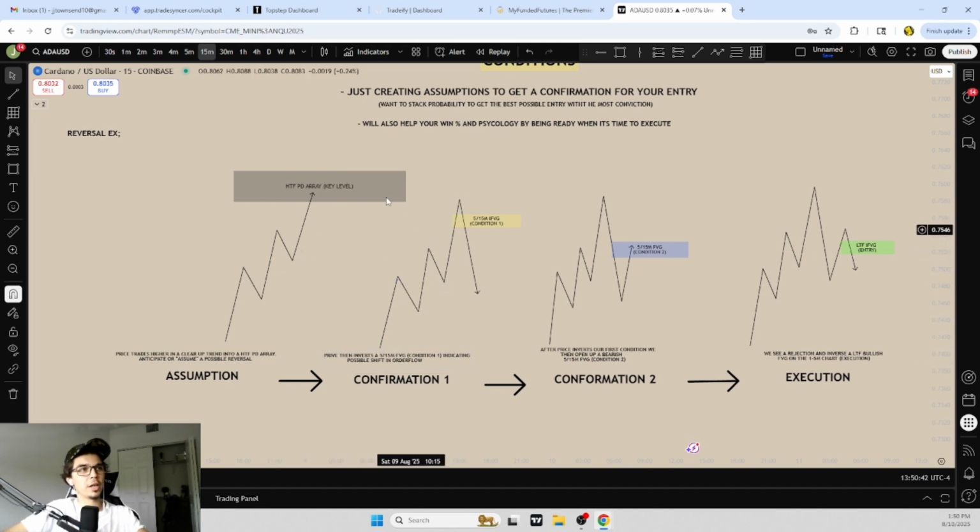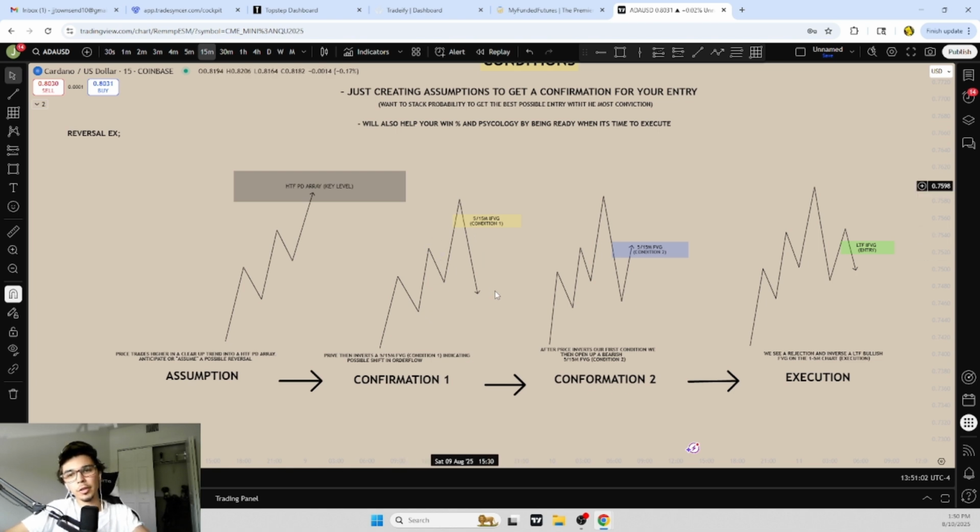Well, say we tap into the high time frame PD array. What do we do after? Well, we do end up rejecting it. And when we rejected it, what do we do? Well, we inverted this 5/15 minute fair value gap. That was a bullish gap. So that is going to be our condition 1, right? Our condition was that 5 or 15 minute fair value gap that was still unfilled.